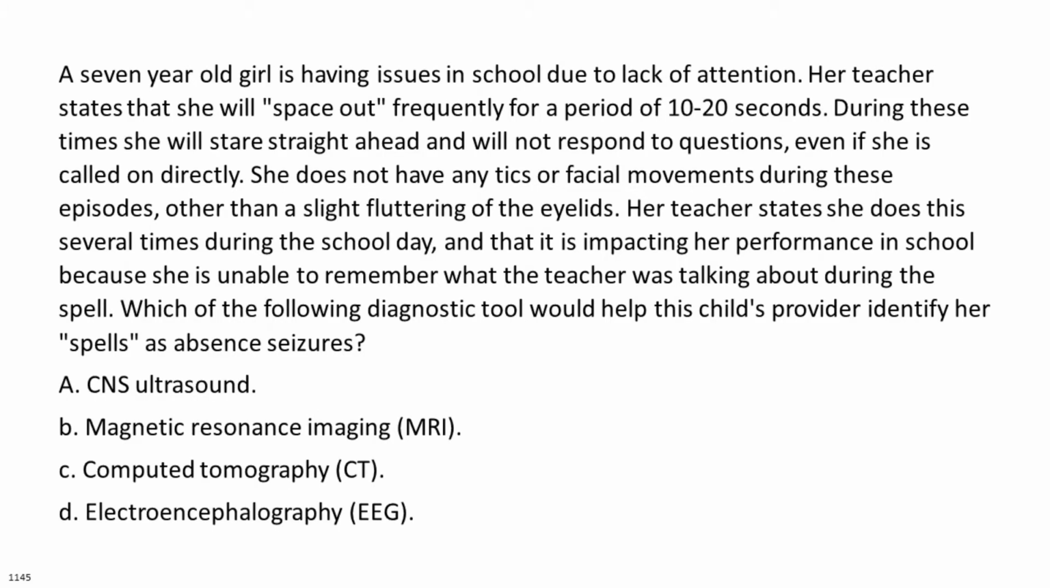A 7-year-old girl is having issues in school due to lack of attention. Her teacher states that she will space out frequently for a period of 10 to 20 seconds. During these times she will stare straight ahead and will not respond to questions, even if she is called on directly. She does not have any tics or facial movements during these episodes, other than a slight fluttering of the eyelids. Her teacher states she does this several times during the school day, and that it is impacting her performance in school because she is unable to remember what the teacher was talking about during the spell.